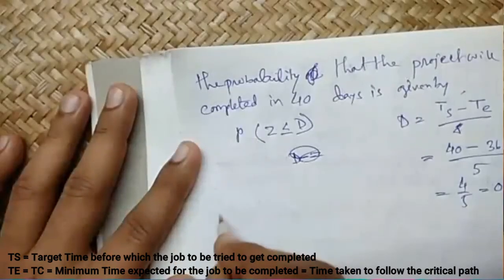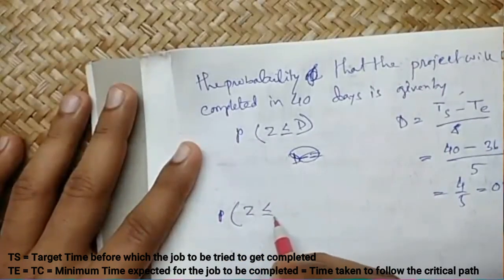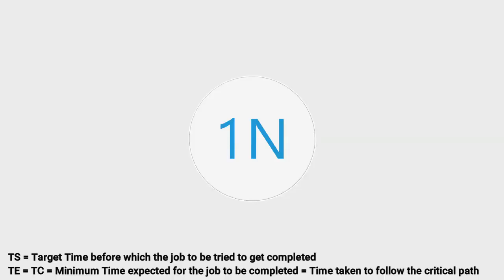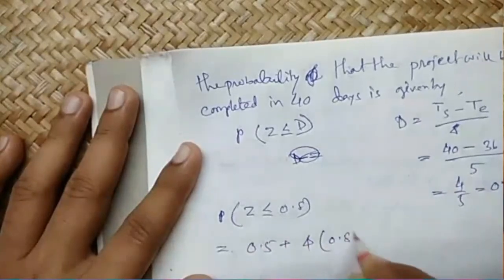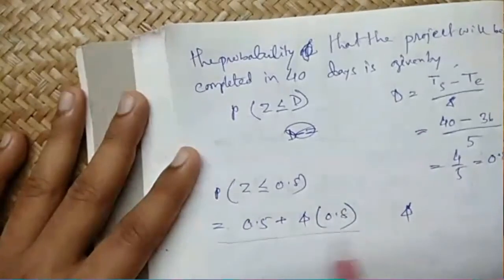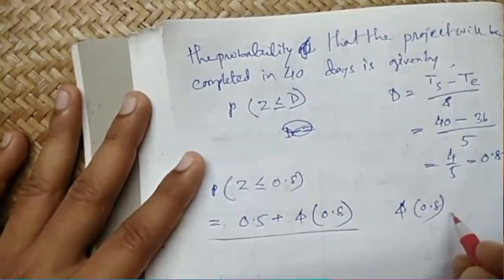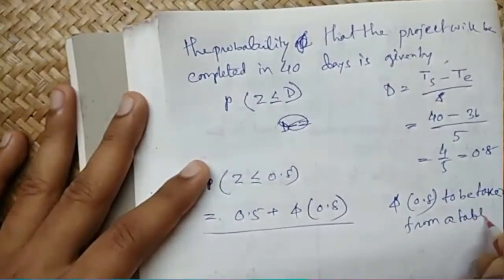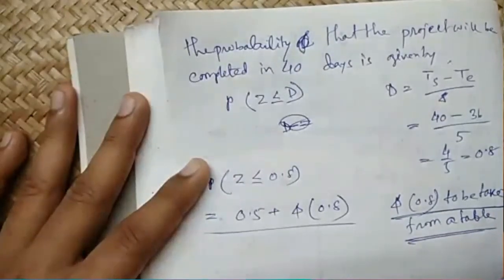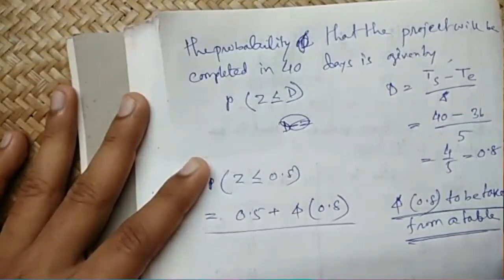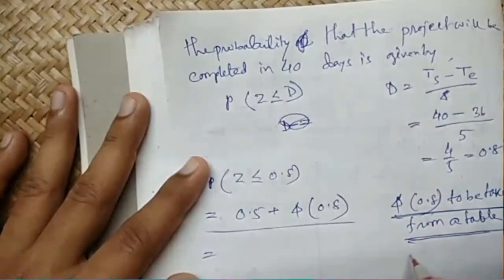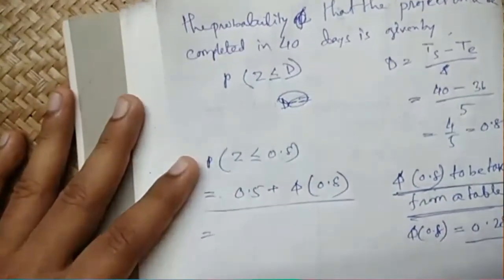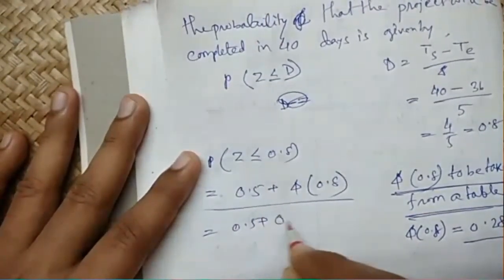Now this P(Z less than or equal to 0.8) is a probability distribution, and it is written as 0.5 plus phi of 0.8. This is the formula. Now this phi of 0.8 is to be taken from a table. This table will be provided in the exam, and from that table you need to find this value. Here in this problem, phi of 0.8 is given as 0.2881. So you just put the value 0.2881.